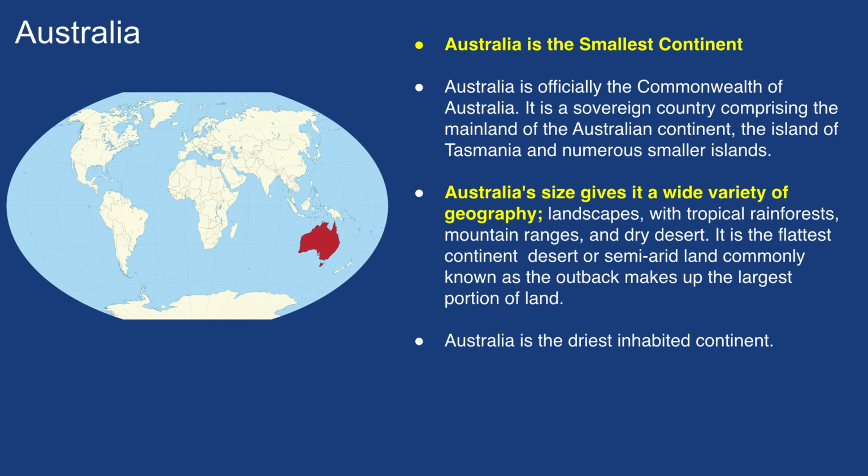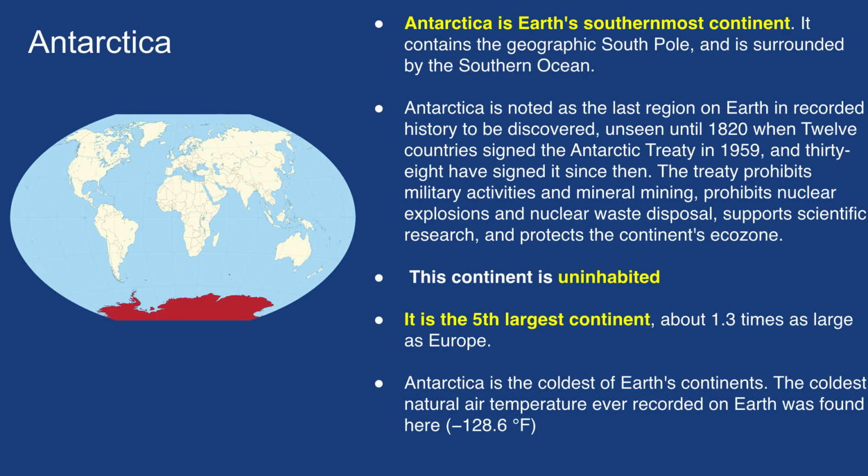to run into. Up next, we have Antarctica, which is the Earth's southernmost continent, and it contains the geographic South Pole, and it's surrounded by the Southern Ocean. Antarctica is noted as the last region on Earth in recorded history to be discovered. It was not seen until 1820, and in 1959, 12 countries signed the Antarctic Treaty, and 38 have signed it since then. The treaty prohibits military activities and mineral mining, and it also prohibits nuclear explosions and nuclear waste disposal. It supports scientific research and protects the continent's ecozone.